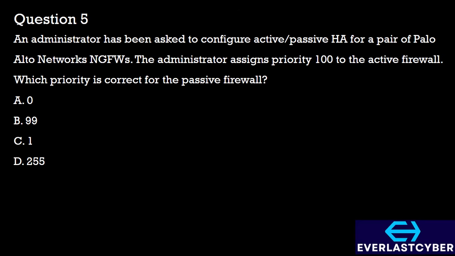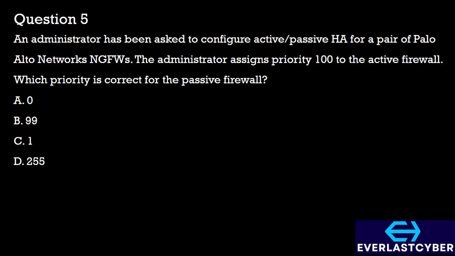Option B, let's take a look at it. So in an active passive high availability configuration for Palo Alto Networks NGFWs, the firewall with the lower priority value becomes the active firewall. The passive firewall, on the other hand, should have a higher priority value to take over if the active firewall fails. So the priority values range from 1 to 255, where the lower values have higher priority.